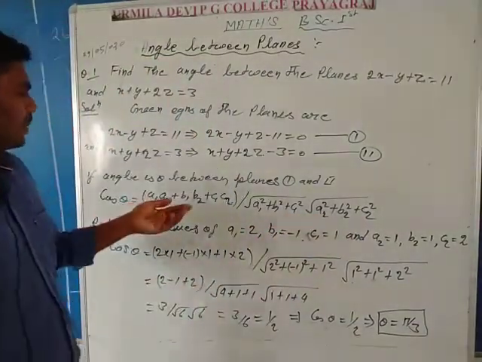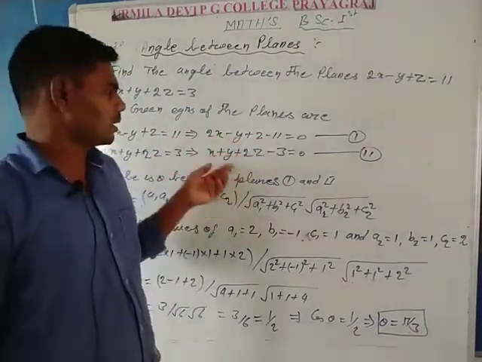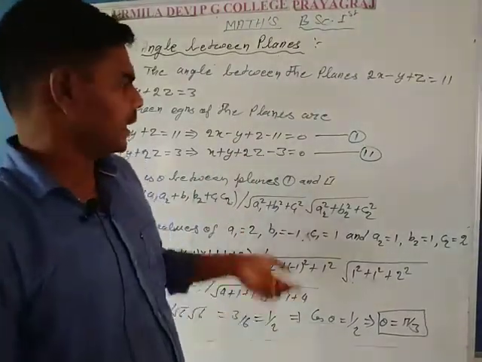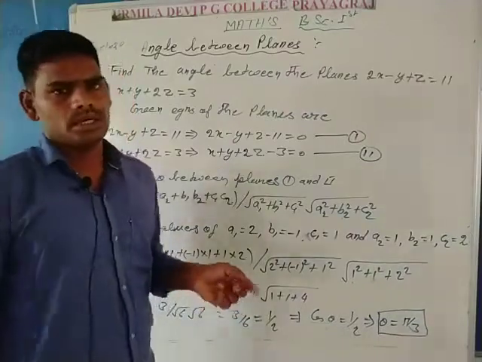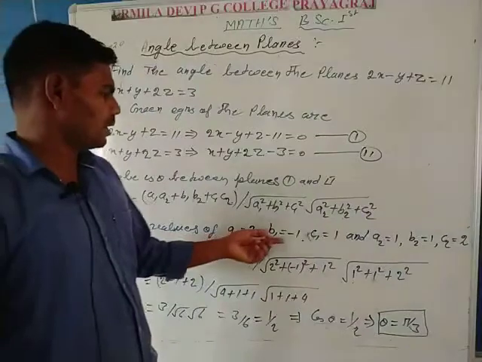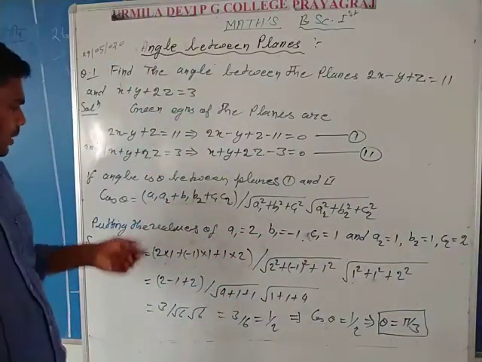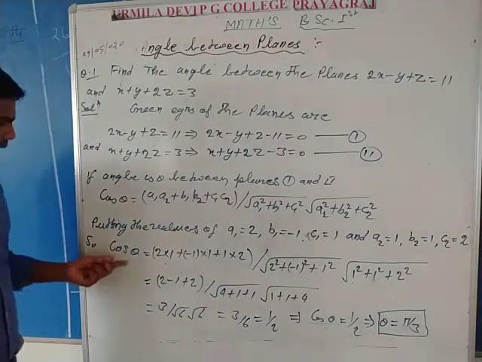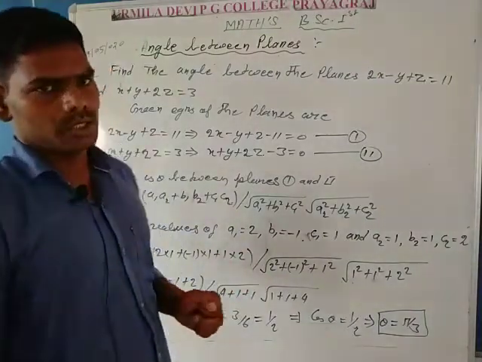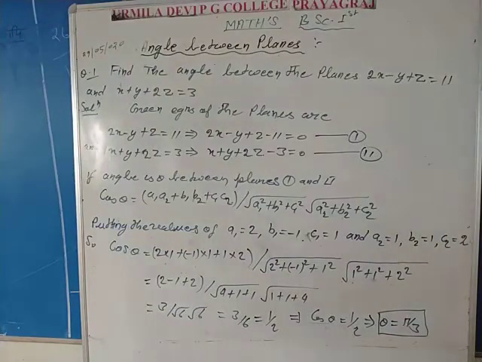Here a1, b1, c1 are the coefficients of x, y, z in the first equation, represented by the first subscript, and in the second equation, represented by the second subscript, they are a2, b2, c2. Find these values and put them in this equation, and then calculate the angle theta. In the same way you can take other questions related to these articles and solve them.